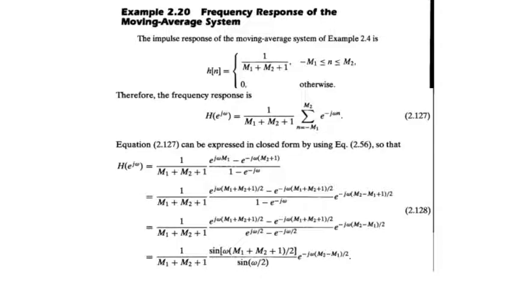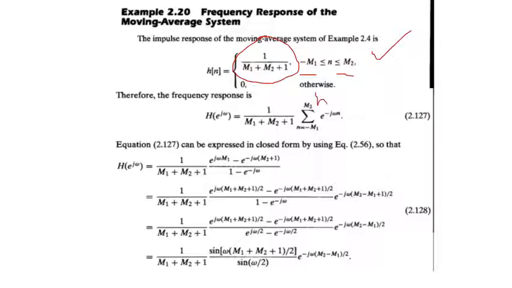So here we have the example of the frequency response of a moving average system. From our previous lecture we know that the moving average system basically takes the average of the impulse response between the points minus m1 and m2. This is the impulse response of the moving average system, which is just the average over the starting point to the ending point plus 1. Okay, so this is the impulse response, and we know how to find the frequency response.